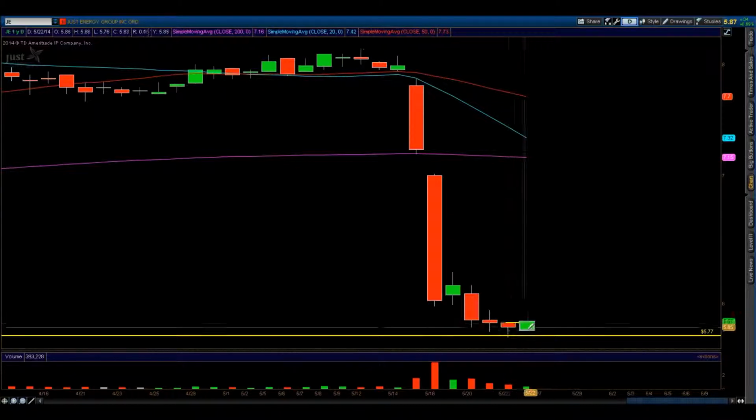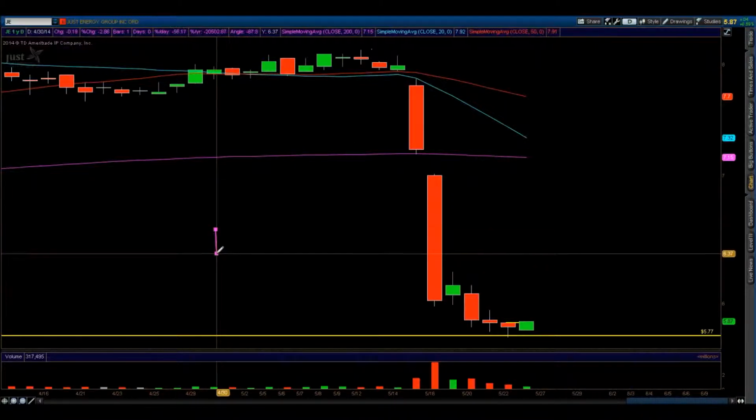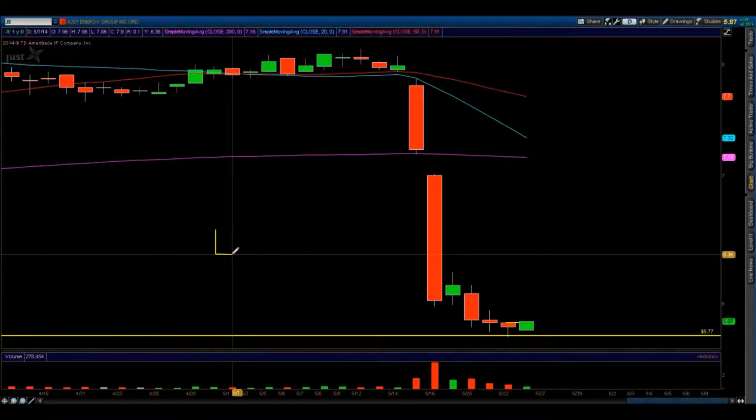So it closed higher than the high of this candle here. You guys, again, you could Google it if you want to know more about engulfing candles. All that means is, if you have a candle, excuse my drawing skills here.